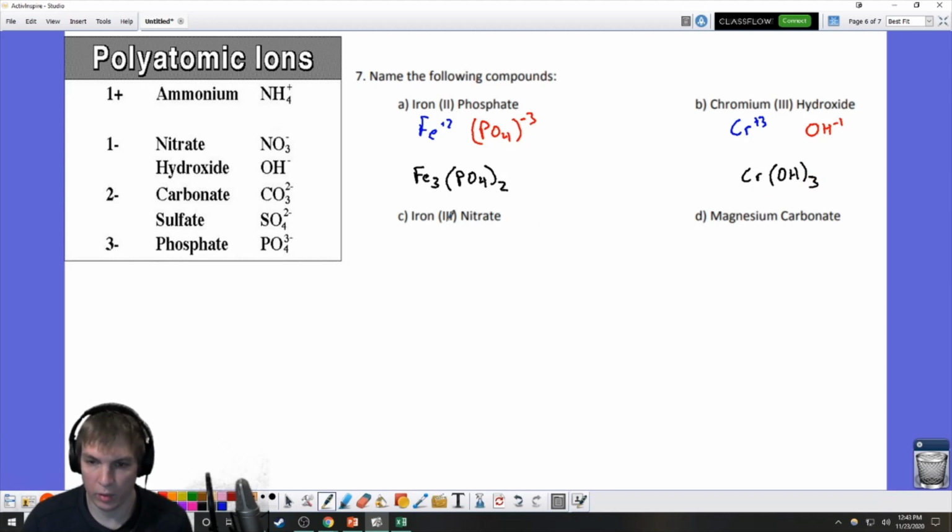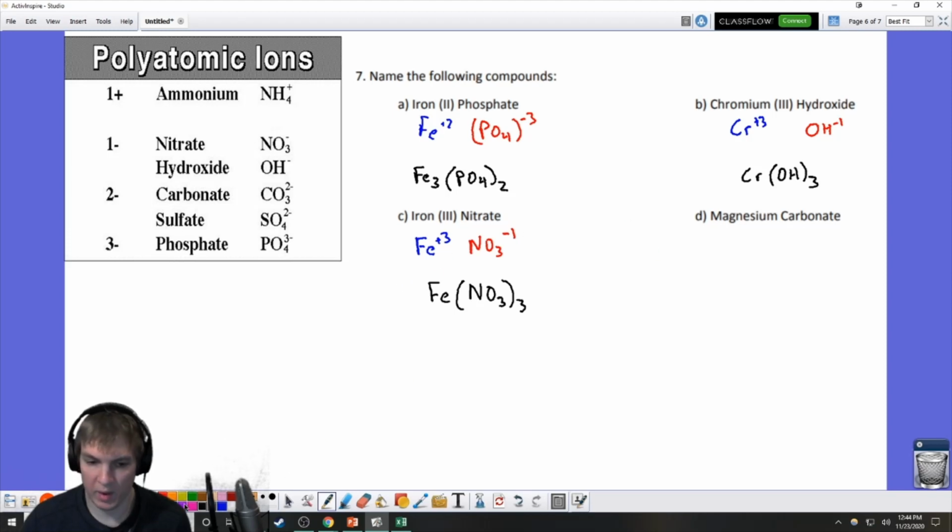All right, iron 3 nitrate for 7C. Iron has a +3 charge this time instead of a +2 charge. And then nitrate is going to be NO3, and this entire thing has a -1 charge. So to balance this out, we're going to need 3 of these in order to balance out this one Fe. So Fe stays by itself, and then nitrate, once again, parentheses, so NO3, and we have 3 of these.